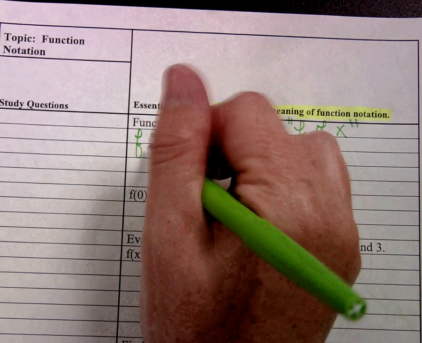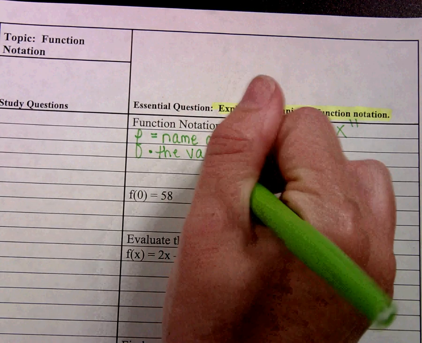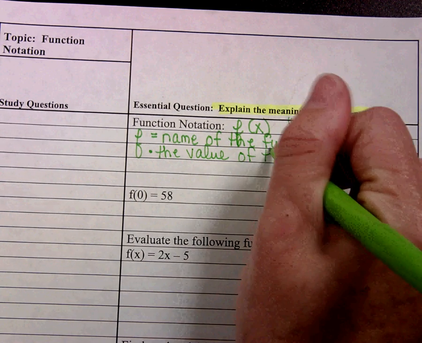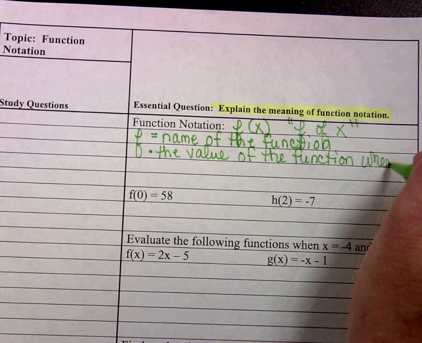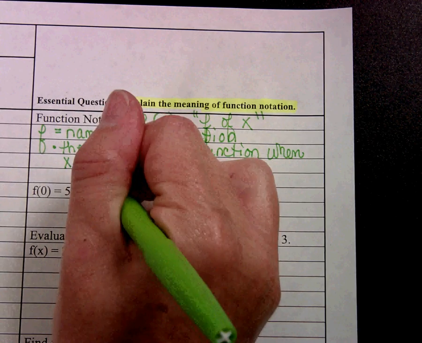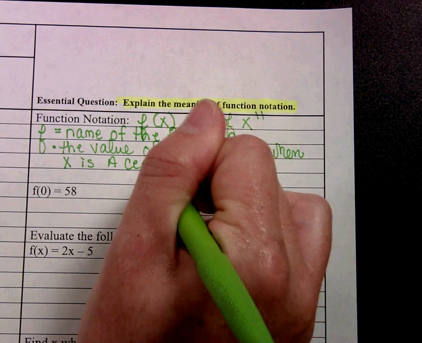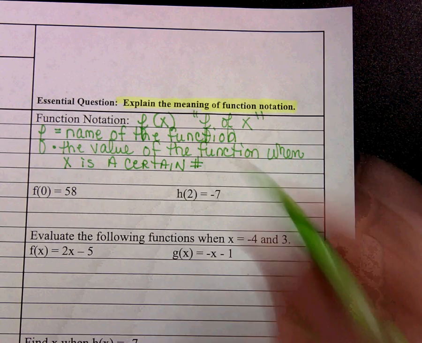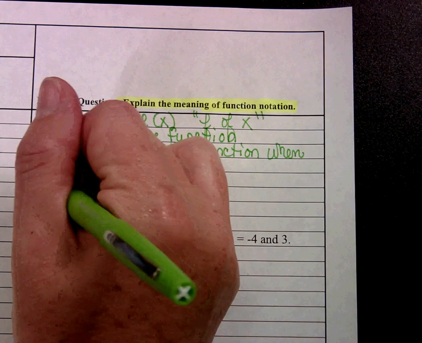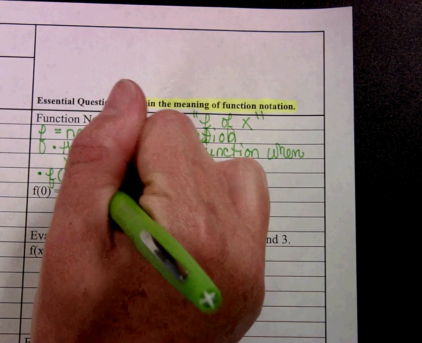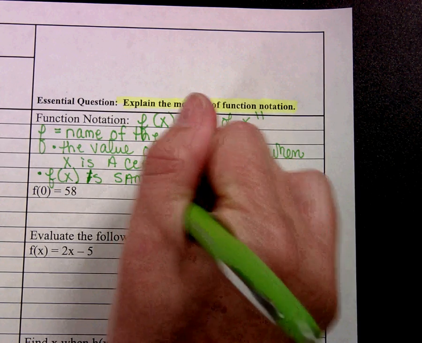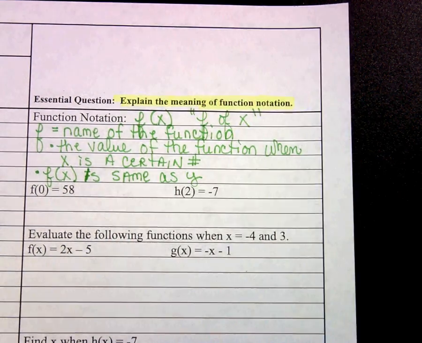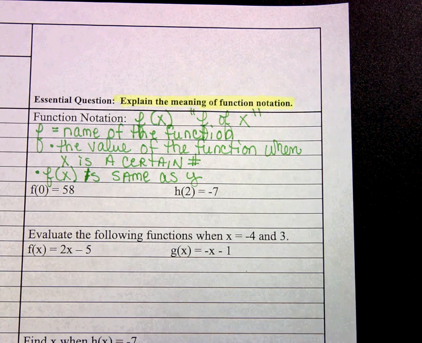F of x also means the value of the function when x is a certain number. Another thing to think about is that f of x is the same thing as y. Okay, so it's just another way to write it. When we talk about functions in algebra, we tend to use function notation, but it's the same thing as y.